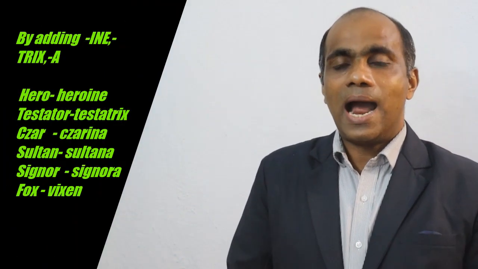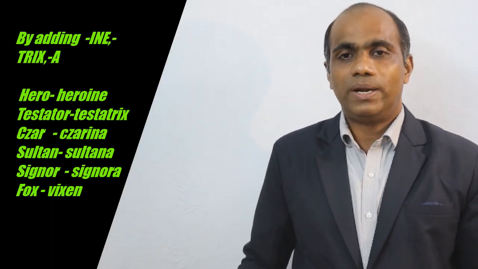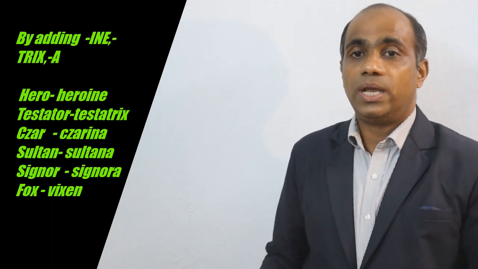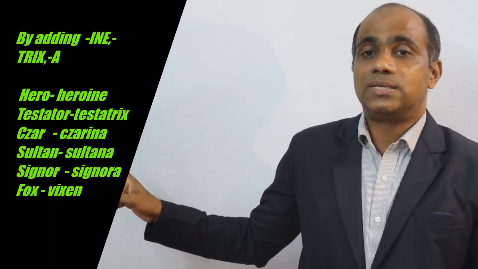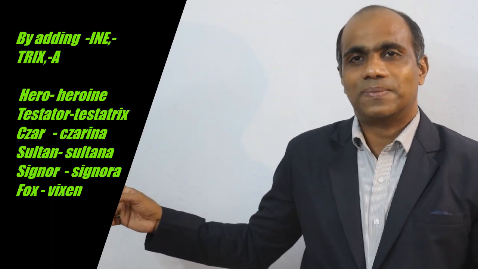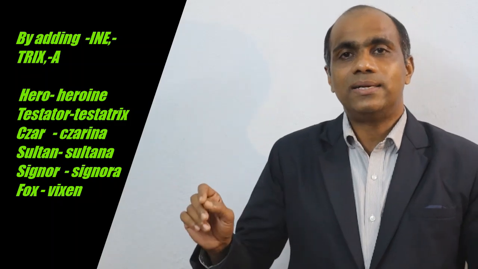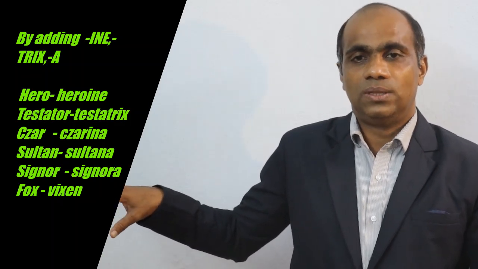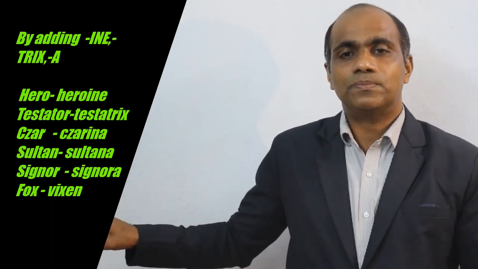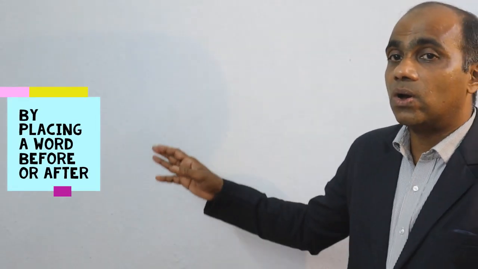Now, by adding ine or trix, a, these words are not that common, but we have some examples. Hero, heroine. Then just see this word, testator, testatrix. That ending is different, so you have to learn that by heart. Then Tsar, Tsarina. Sultan, Sultana. That is an Indian word. Then Signor, Signora. Fox, vixen.